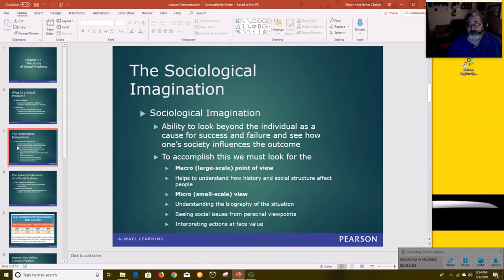You have the macro portion of it, which is a large scale point of view. It helps to understand how history and social structure affect people. Micro is a very small view. The biography, it's personal. Macro would be like the country, worldwide, global. Micro is me, myself, within my community. We look at how big the problems are.